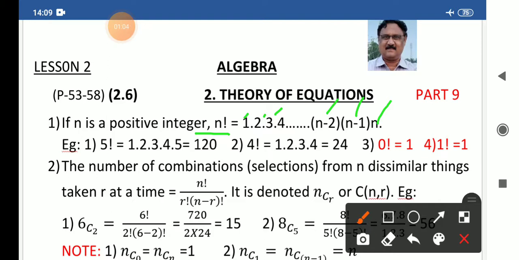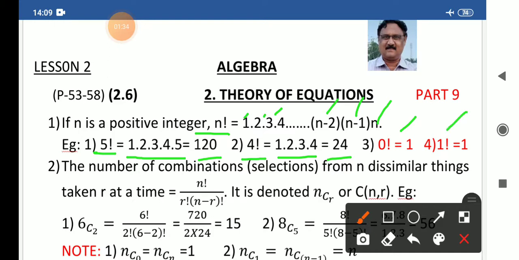For example, 5 factorial means the product of 1 to 5, that is 1, 2, 3, 4, 5 multiplication. So that is equal to 120. 4 factorial is the 1 to 4 product, 1 into 2 into 3 into 4, that is equal to 24. We take 0 factorial as 1.